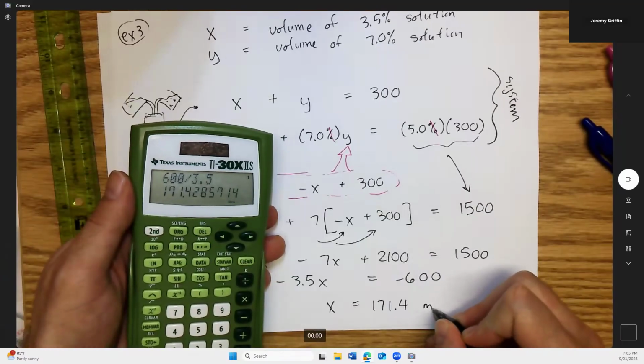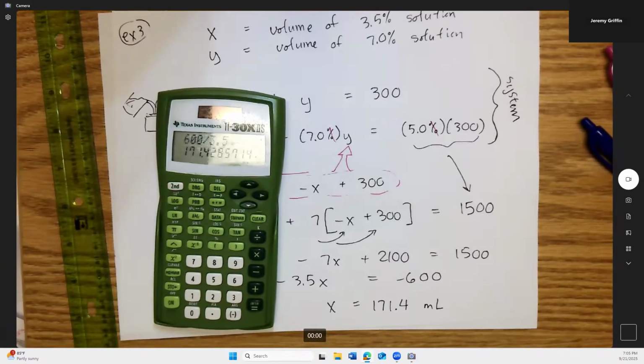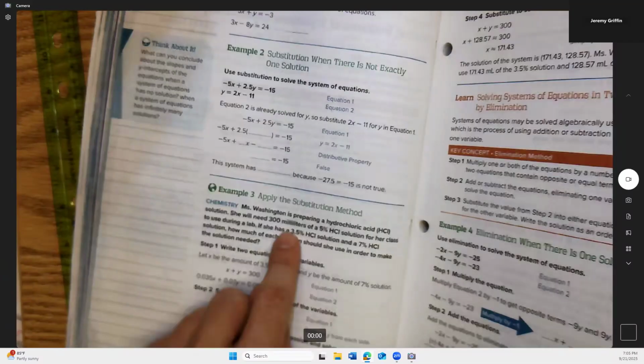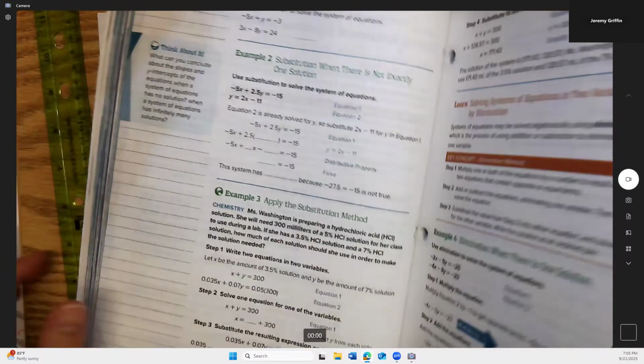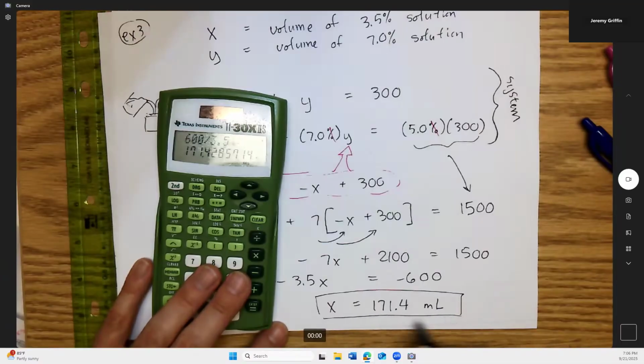And the unit was milliliters, right? Wait, no, was it milliliters? Yeah. Milliliters. There you go. Milliliters. And so this is the volume. There you go. Okay. Now that's one of the answers.